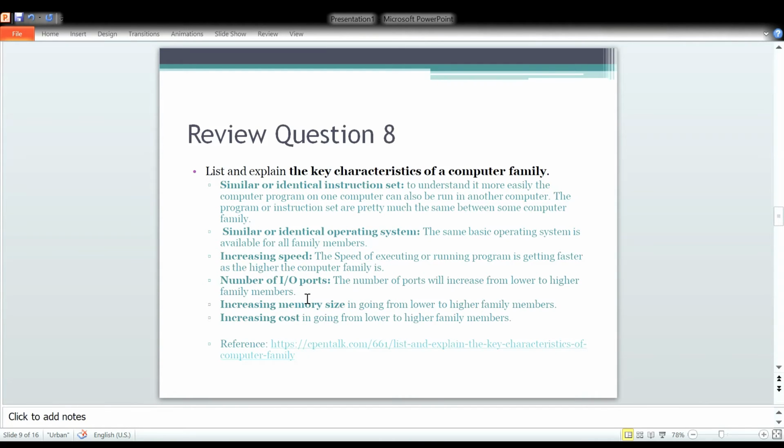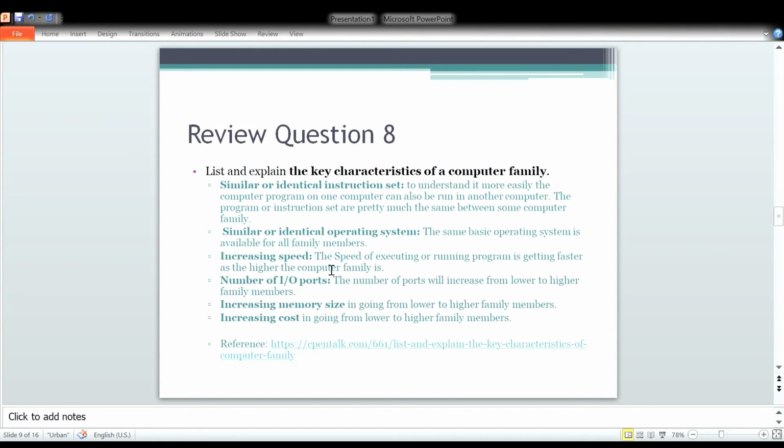Question number 8. List and explain the key characteristics of a computer family. The first one is a similar or identical instruction set. To understand it more easily, a program on one computer can also be run on another computer. The program or instruction set is pretty much the same between the same computer family. Similar or identical operating system. The same basic operating system is available for all family members.